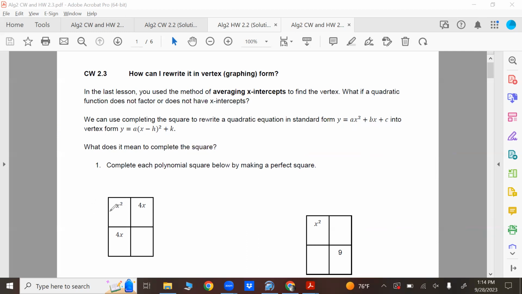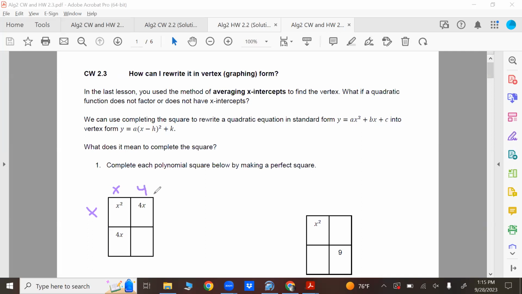What can I pull out of the first row here? What's common between these two? X. And let's look at the first column. What's common between these first two? X again, right? And what would you multiply to X to get to 4X? Yeah. So you have to put a 4 here.